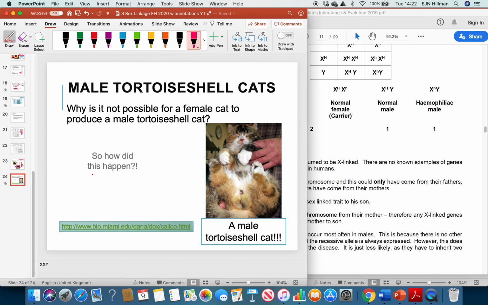If you want to look this up, you can do. You might already be able to predict. But in fact, this cat has an extra chromosome. So she is XXY. Or he is XXY. Anyway, there's something for you to go and look up.